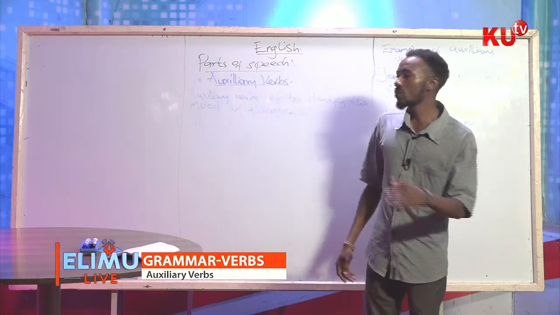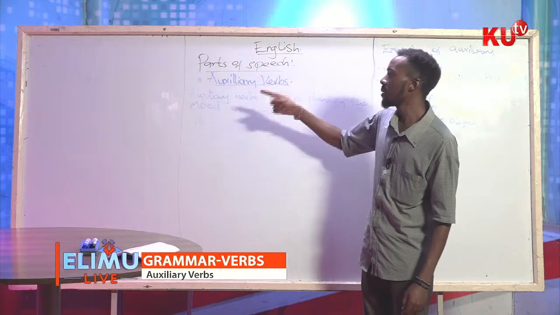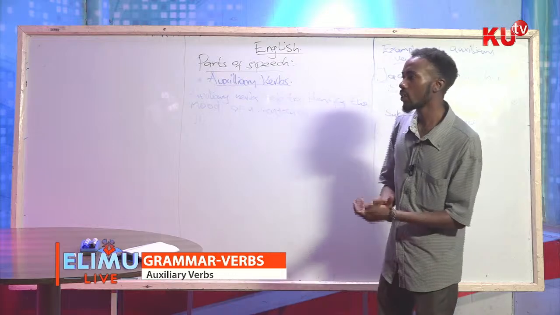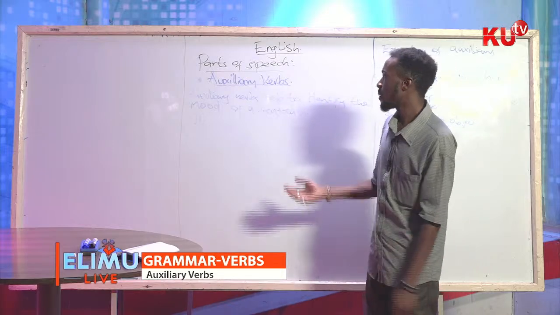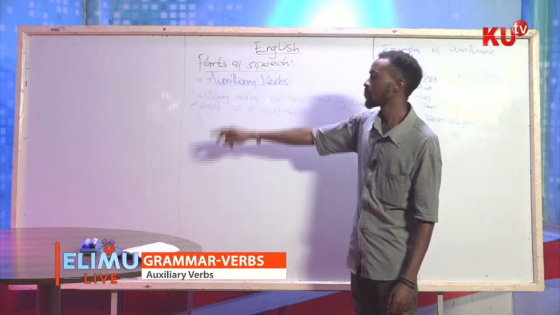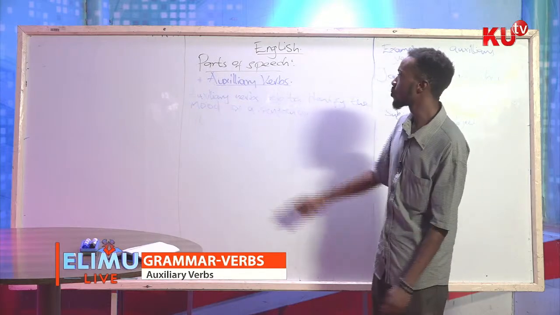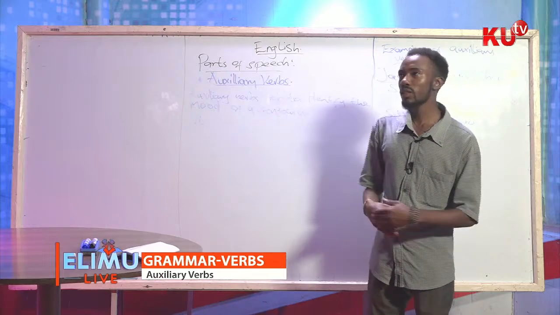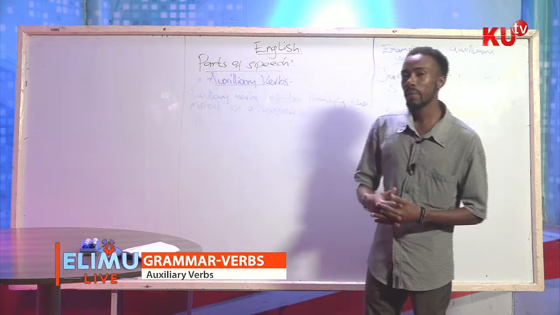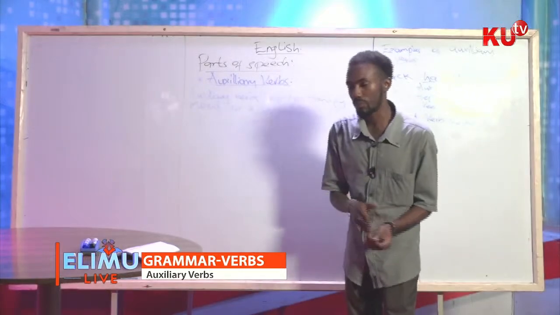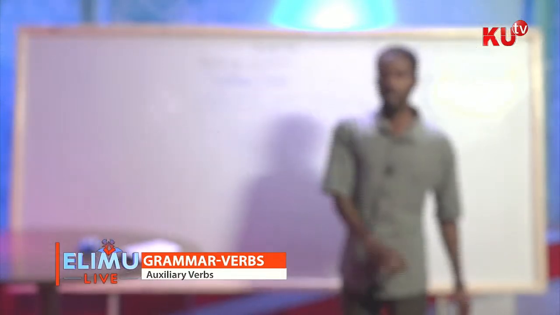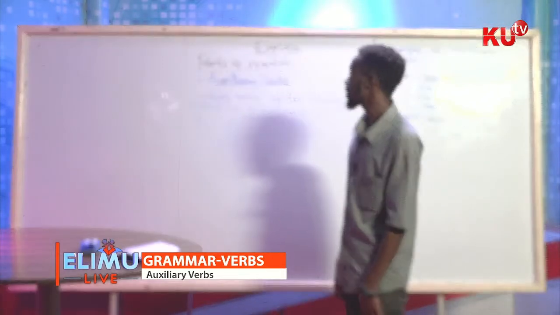The work of the auxiliary verb is to help the main verb. You can find a sentence where you have two verbs and you wonder how that is happening. But you are going to learn that those verbs are helping verbs. They are used to help the main verb deliver the message and give meaning to that sentence.